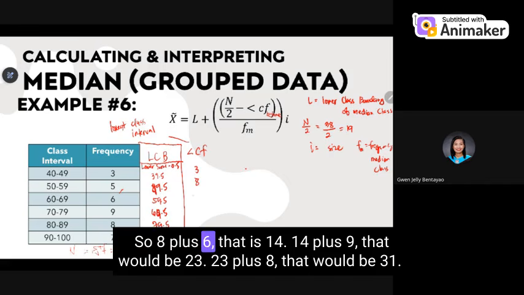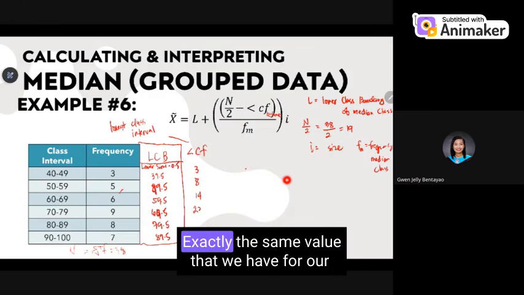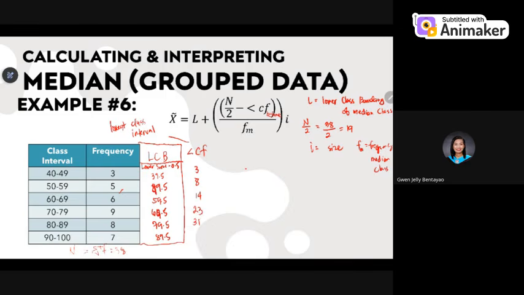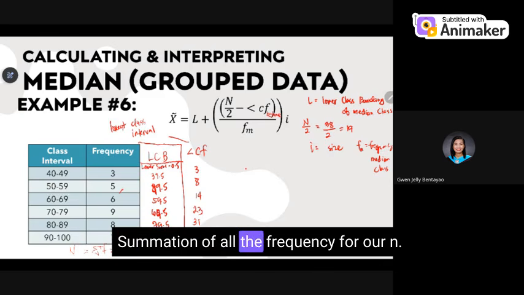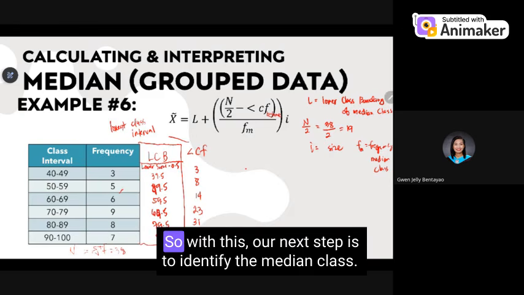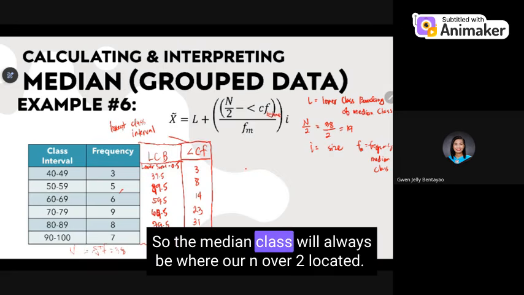So 8 plus 6, that is 14. 14 plus 9, that would be 23. 23 plus 8, that would be 31. And 31 plus 7, that would be 38. Exactly the same value that we have for the summation of all the frequency, our n. So with this, our next step is to identify the median class. The median class will always be where our n over 2 is located.